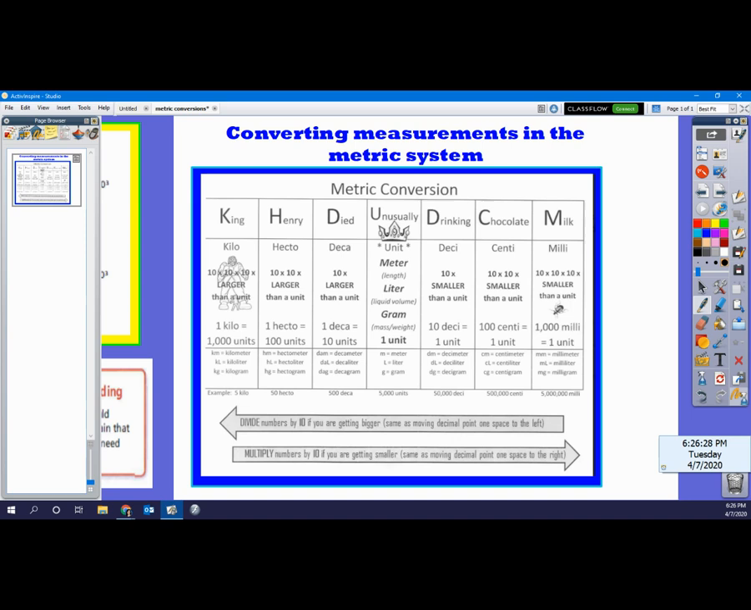Let's say I have, let's just go with 46.5 meters. Okay, now let's move this way. How many centimeters is that? So I jumped 2 places. So that means I'm going to multiply by a power of 10 that has 2 zeros. So 46 and 5/10 times 100 will give me 4,650 centimeters, which is equal to 46.5 meters.